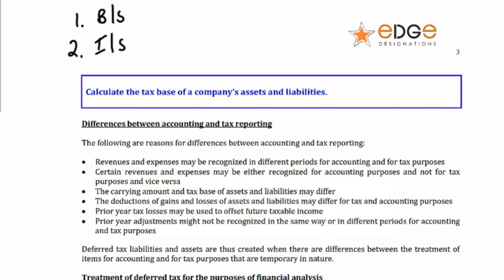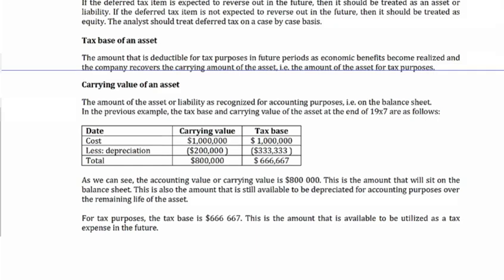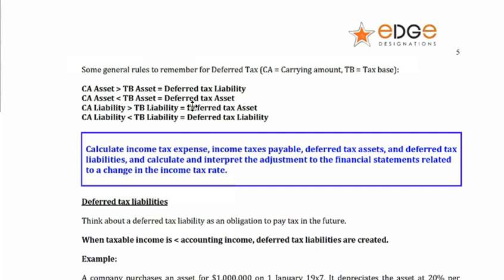What I want to do is start with number 2 first, and that's what we're going to skip over here, and we're going to come back to this particular section, calculating tax base of assets and liabilities. You can see clearly that it is based more upon the balance sheet approach, and we will get to that coming up. I'm going to just turn a couple of pages, and we'll come back to that in a second.